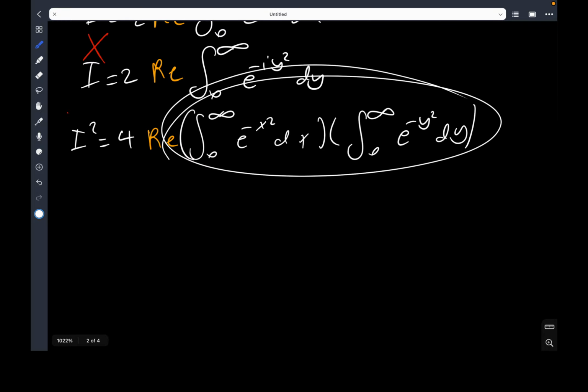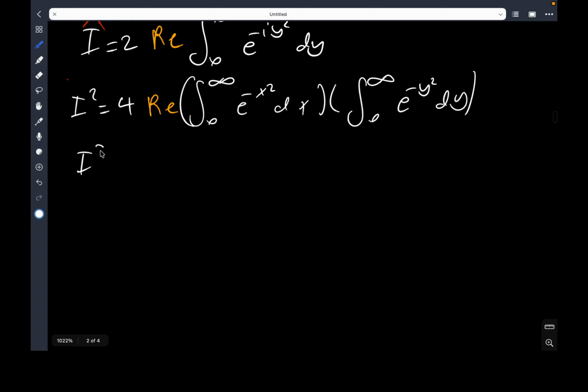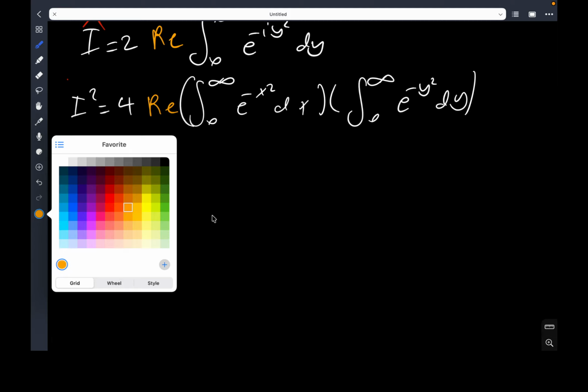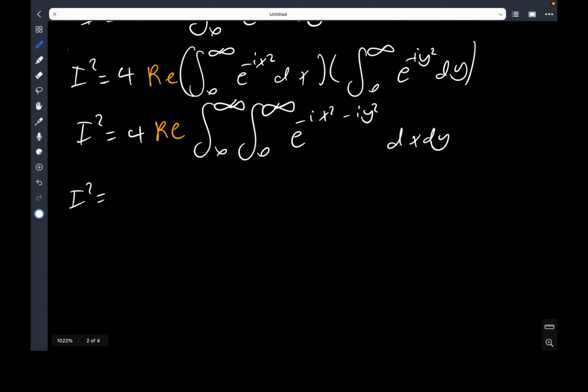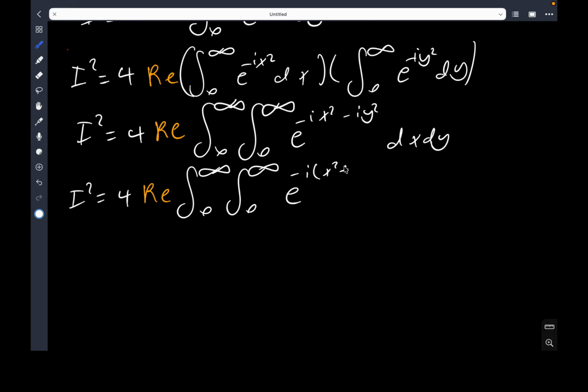And when we have two integrals multiplied by each other, we can write them as a double integral like this: e to the negative ix squared minus iy squared dx dy. And I squared is for the real part of the double integral from 0 to infinity of e to the negative i times x squared plus y squared dx dy.